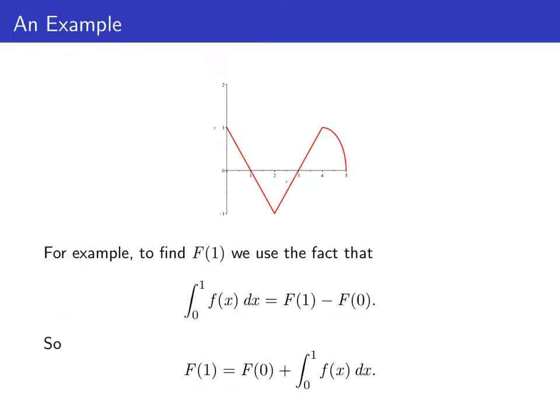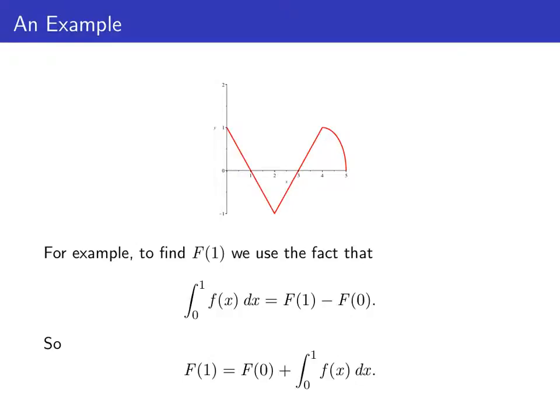For example, if we want to find big F of 1, we know big F of 0, and we could relate big F of 1 and big F of 0 using the fundamental theorem. The definite integral of little f of x dx from 0 to 1 is big F of 1 minus big F of 0. And this works because big F is an antiderivative of little f. So we can solve this equation for big F of 1 and see that big F of 1 is big F of 0 plus the integral from 0 to 1 of little f of x dx.